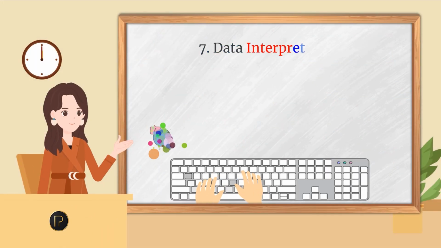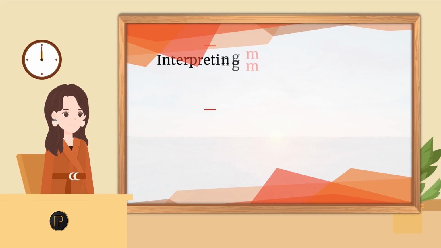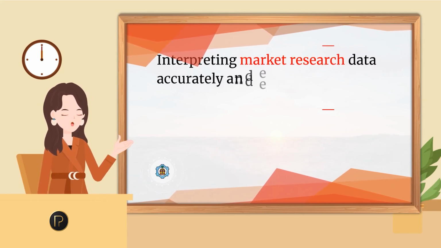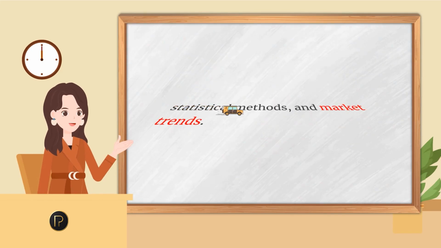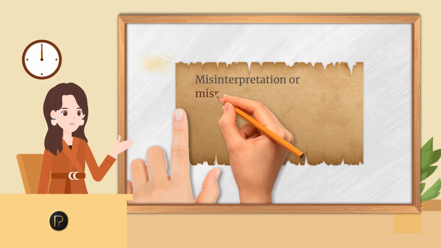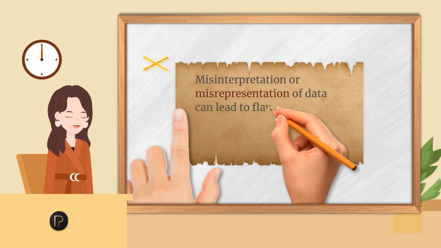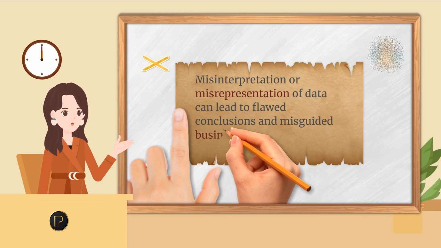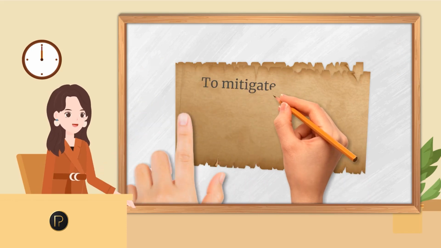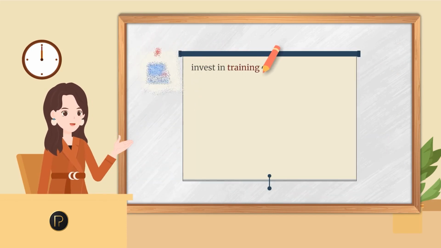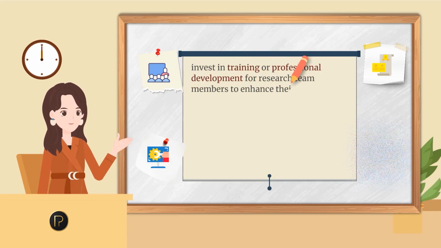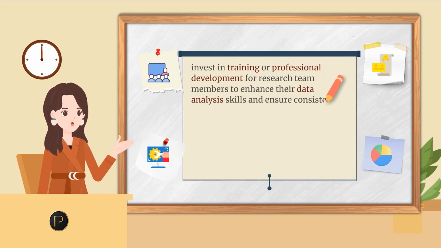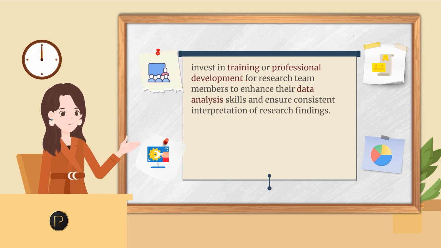7. Data interpretation. Interpreting market research data accurately and effectively requires expertise in data analysis, statistical methods, and market trends. Misinterpretation or misrepresentation of data can lead to flawed conclusions and misguided business decisions. To mitigate this risk, invest in training or professional development for research team members to enhance their data analysis skills and ensure consistent interpretation of research findings.